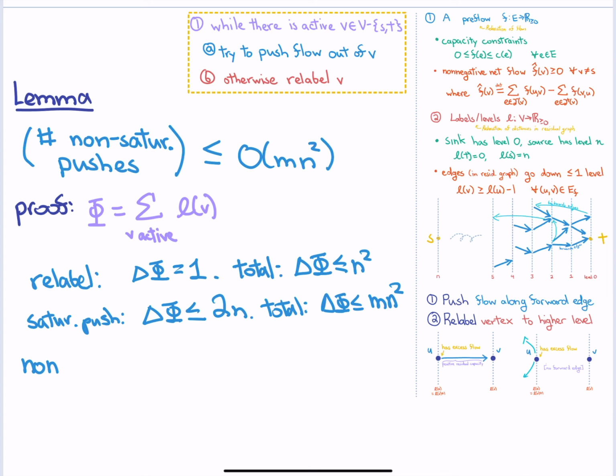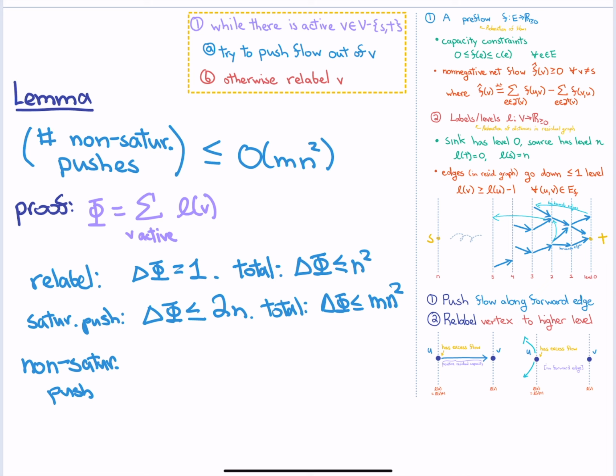All right, now let's look at non-saturating pushes. This is the thing I want to bound, right? What happens to the potential when I do a non-saturating push? That means like if I had flow 10 at a vertex, I push all 10 units of flow down to some other vertex, right? What happens to the potential in sort of the worst case for us? Sorry? Increases? Decreases, right?